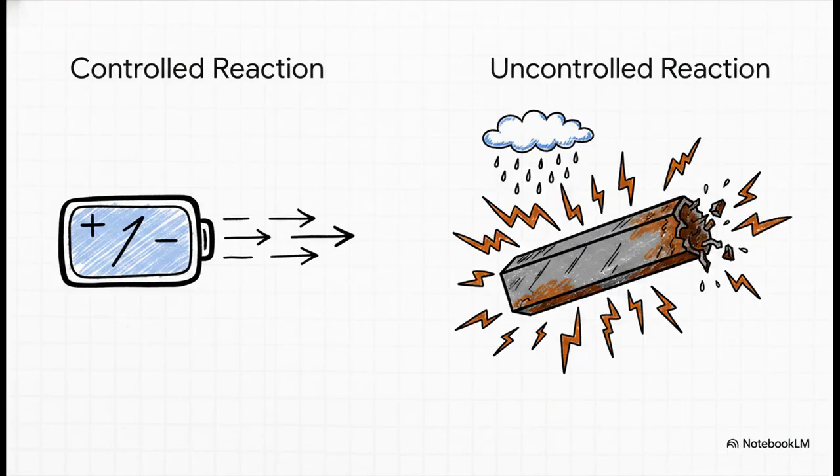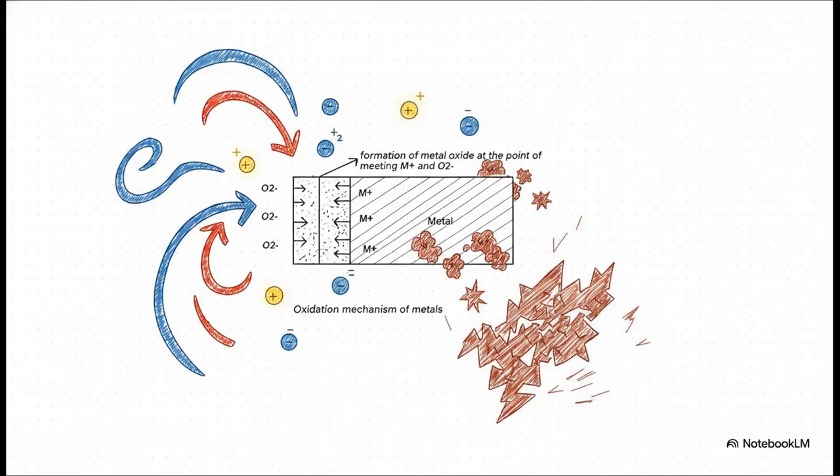Which brings us to Act 2 of our summer explainer, the silent destroyer. Because while batteries harness oxidation inside a closed, controlled system, corrosion is that exact same electrochemical decay happening out in the wild, completely uncontrolled. Let's look at exactly how this microscopic sabotage actually happens.